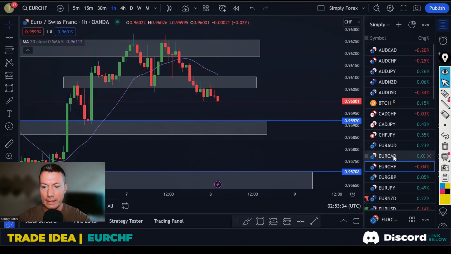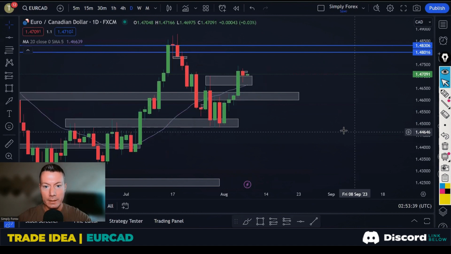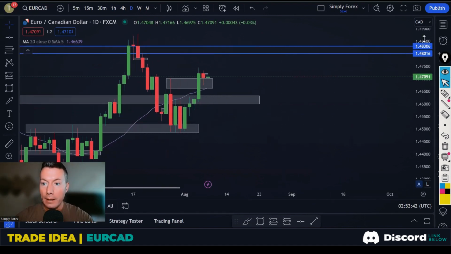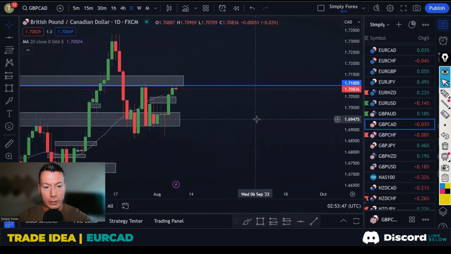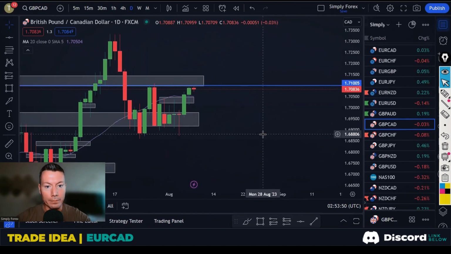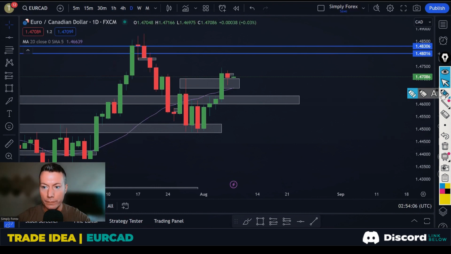My second trade idea, and deja vu, I hear you cry, is Euro Canadian dollar. Okay, so not much has changed here. Let me just show you quickly. Pound Canadian dollar is not a trade idea anymore because I now have no room. So pound Canadian dollar, this daily chart, there's no room here. So therefore, there's no value here. Whereas Euro Canadian dollar, still lots of room to move into, still lots of value. And we're not far from the moving average 20.